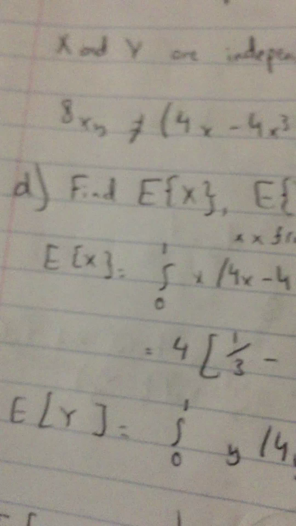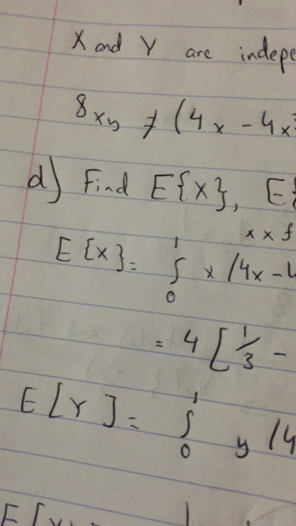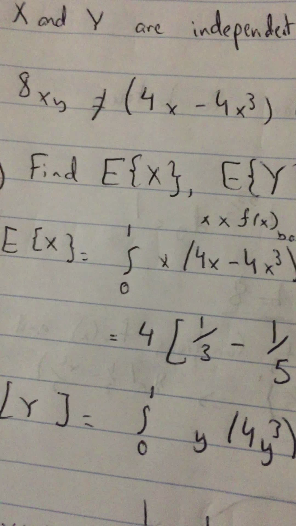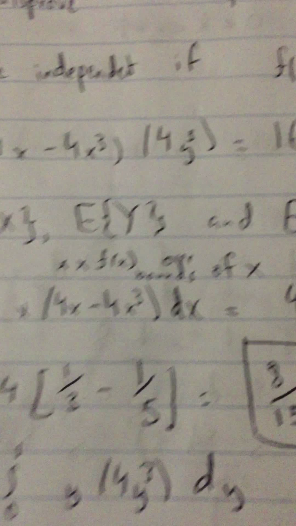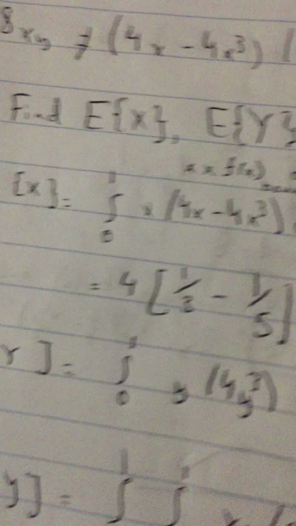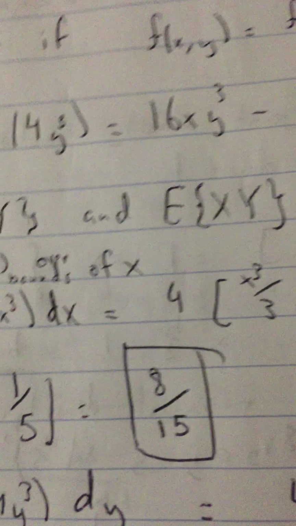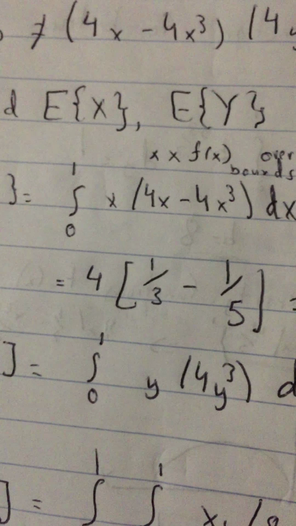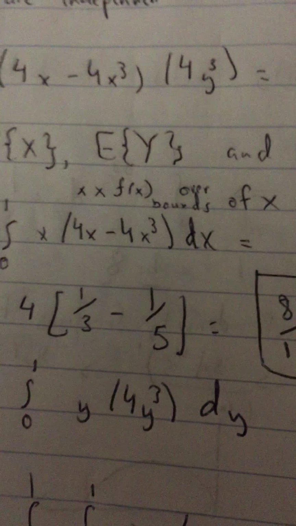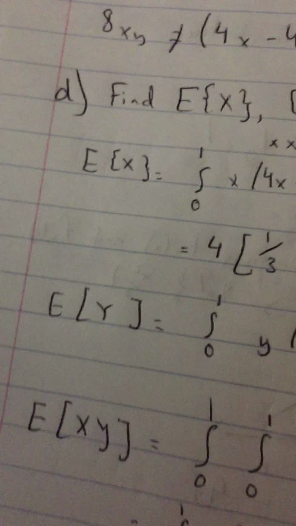So for part D, we have to find the expected value of X, the expected value of Y, and the expected value of XY. For the expected value of X, it's going to be over the bounds of x, 0 to 1, x times f of x, which is x times 4x minus 4x cubed dx, which ultimately leads to 8 over 15. So the expected value of X equals 8/15. For the expected value of Y, over the bounds of y, 0 to 1, y times 4y cubed dy, ultimately leads to 4/5.